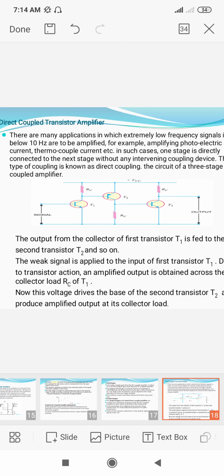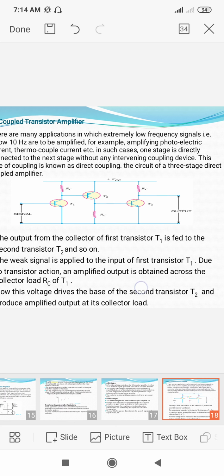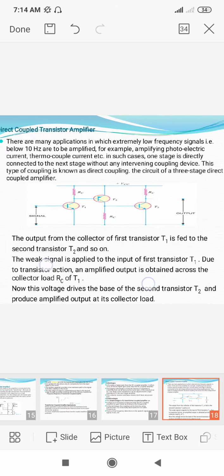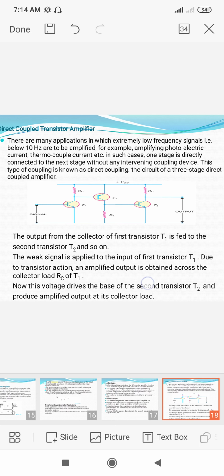There are many applications where extremely low frequency signals, below 10 Hz, have to be amplified, for example amplifying photoelectric current, thermocouple current, etc. In such cases, one stage is directly connected to the next stage without any intervening coupling device. This type of coupling is known as direct coupling.